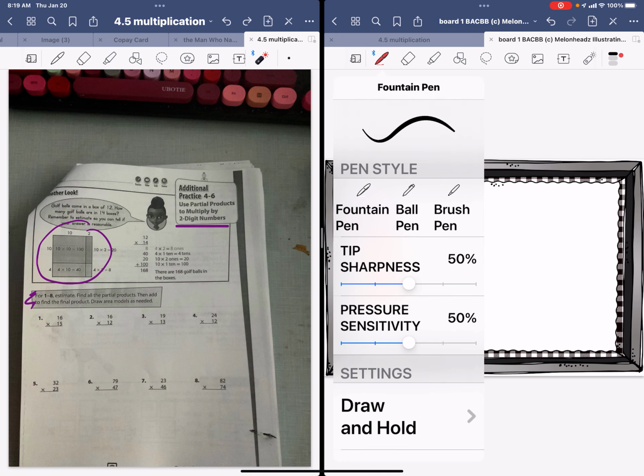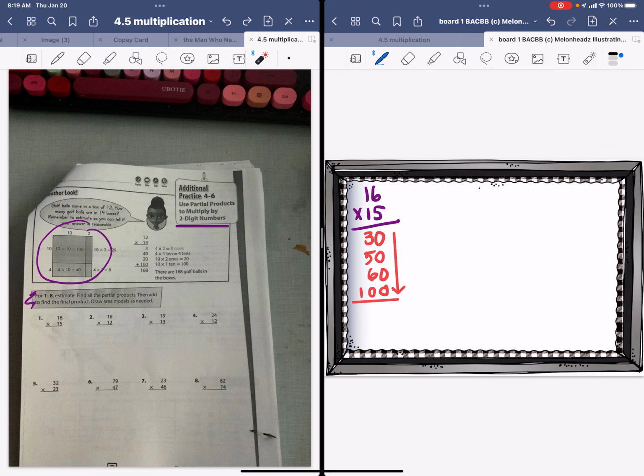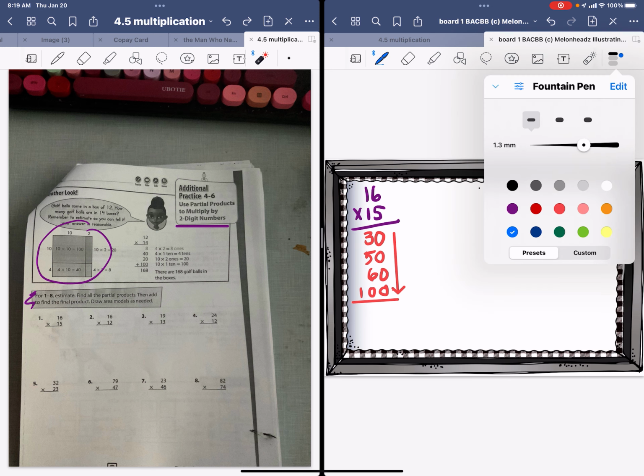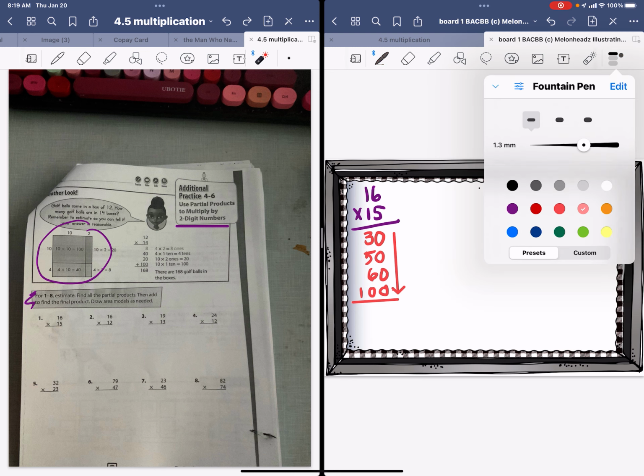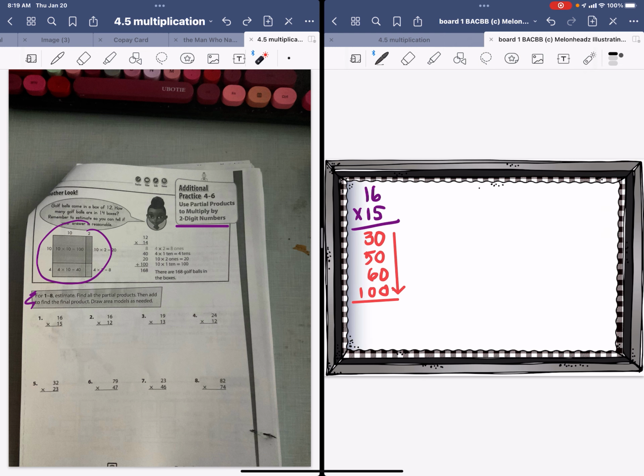Let me change my color. Ooh, I can't do orange and blue together. Sorry, Auburn fans. Okay, let's do gray. All right, so I'm going to draw my area model.